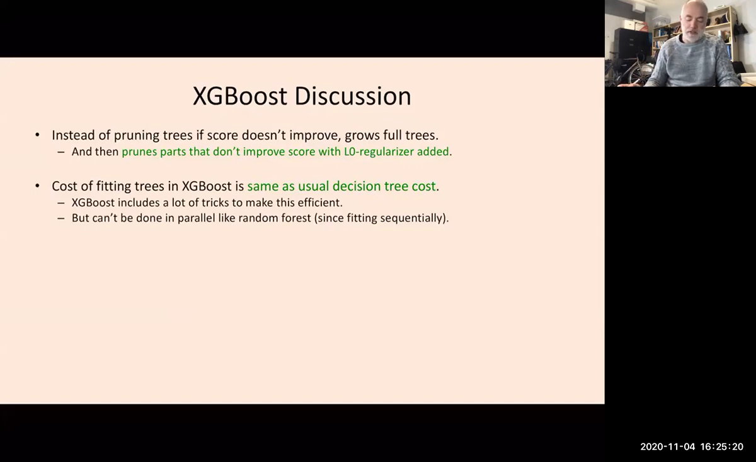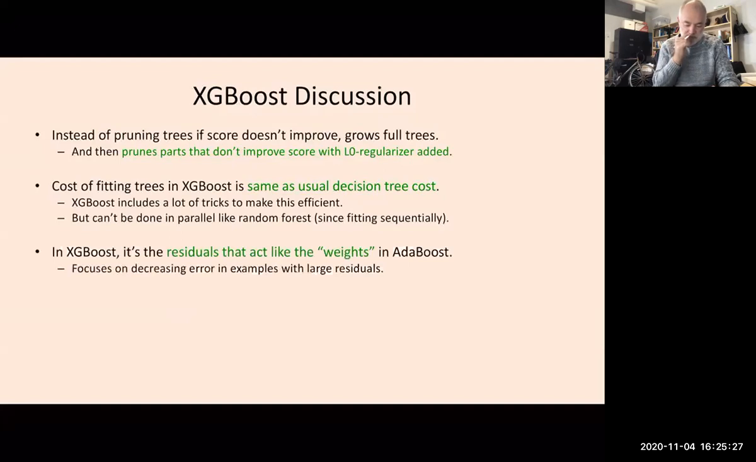The critical part is that you can't fit the trees in XGBoost in parallel like you do in a random forest, because we're sequentially fitting the residuals. So there's a sequential fitting procedure, so it's a little bit longer. And the relationship between XGBoost and AdaBoost is that the residuals in XGBoost act like the weights in AdaBoost.